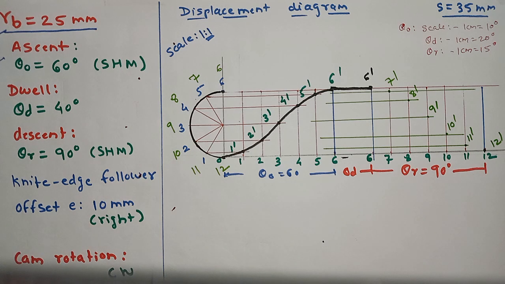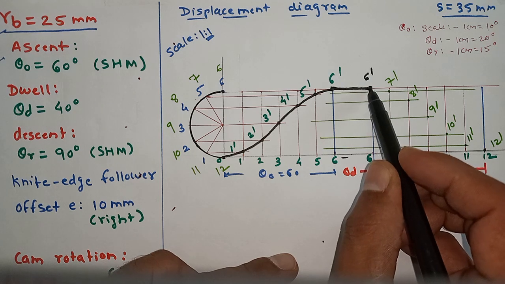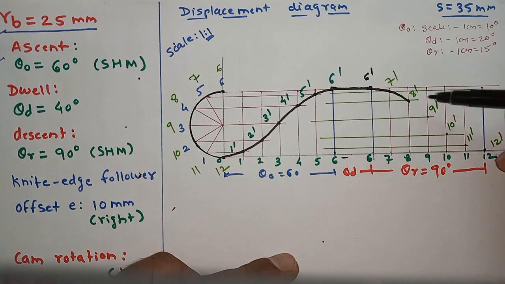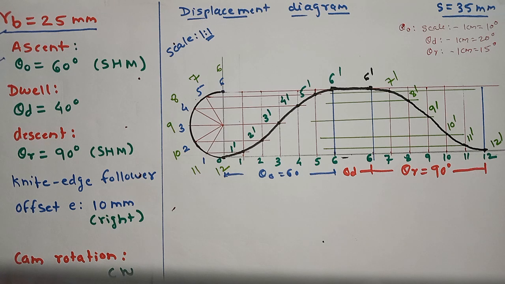Now we draw a smooth freehand curve passing through these points to get the displacement curve during the return stroke. So this is the displacement diagram during return stroke when the follower is returning with simple harmonic motion. Now the next step is to draw the cam profile. Using the displacement diagram, we will draw the cam profile.